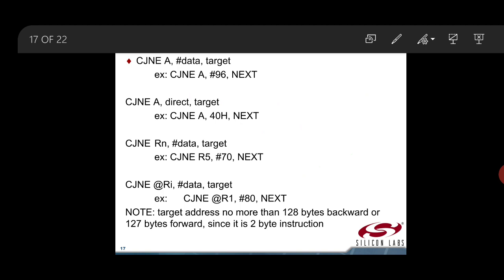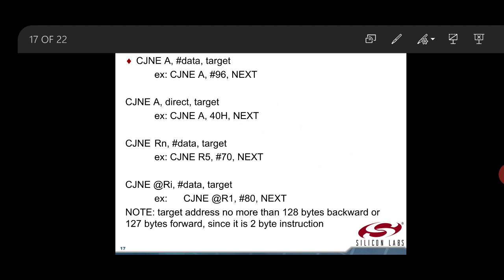Okay, there are a few instructions for how we can use CJNE. The very first one: the content of the accumulator is compared with immediate data. If they are not equal, it will jump to the location called target. There is an example: the content of accumulator A, if it is not equal to 96, go to the next instruction.